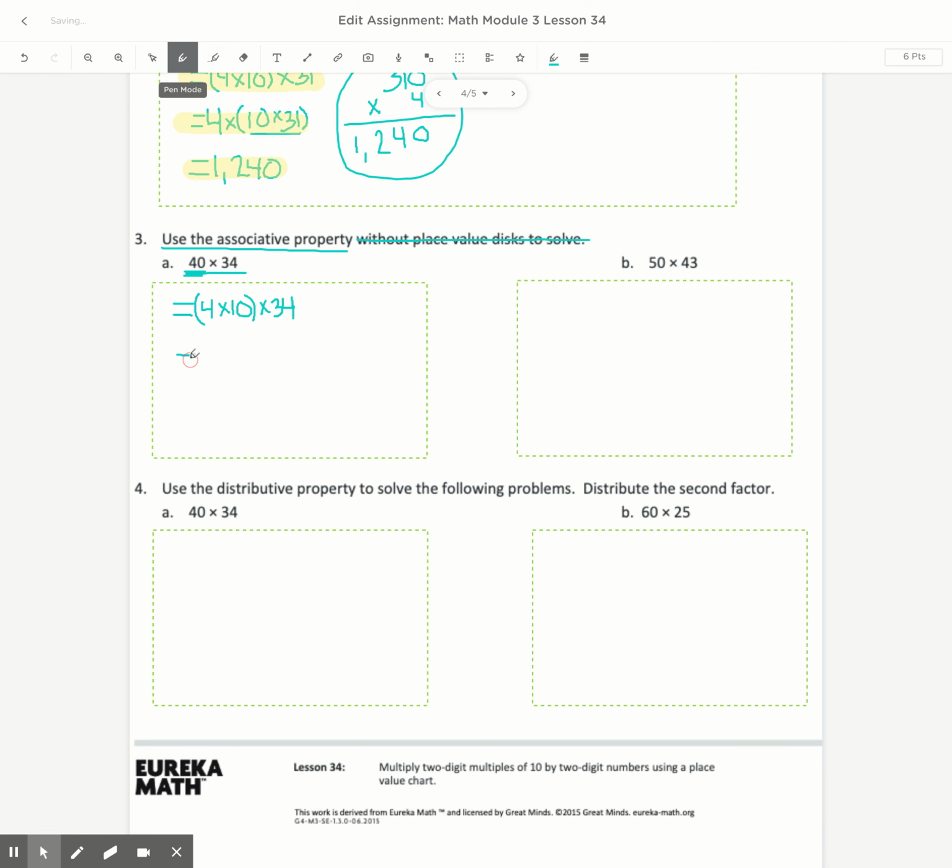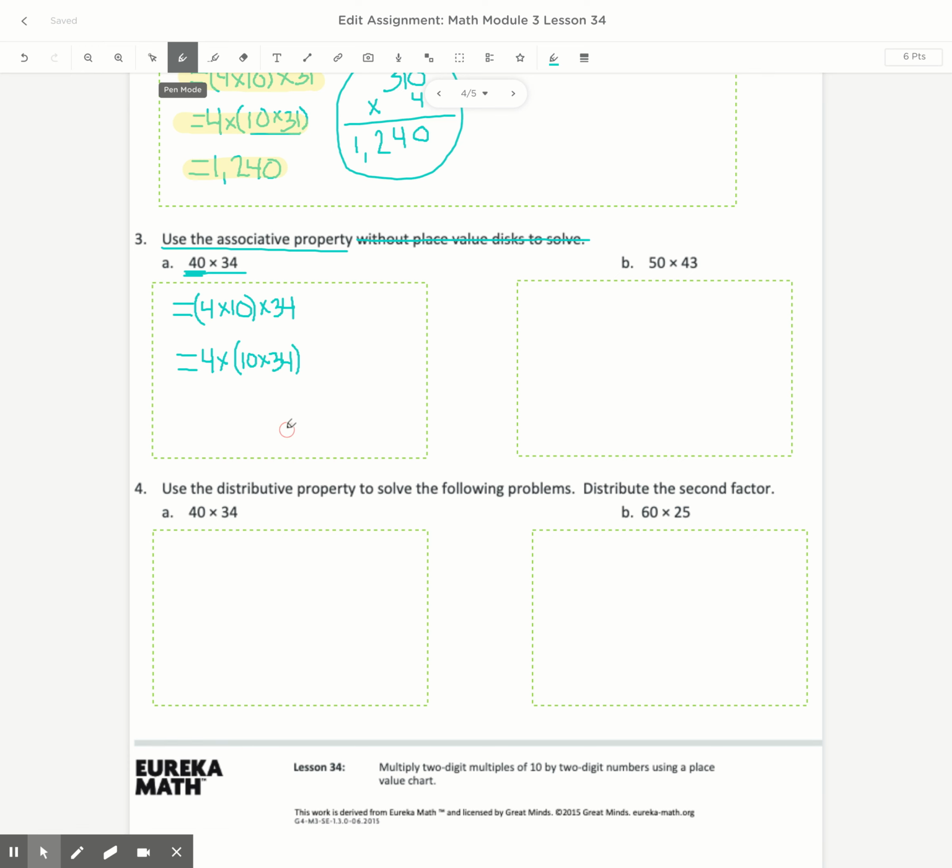So again, I'm just going to continue with the process, continue with the pattern that they have done for us. And that means that I'm going to change the parentheses. So instead of them being around 4 times 10, the 4 is now going to be on the outside. It'll be 4 times 10 times 34 in the parentheses.